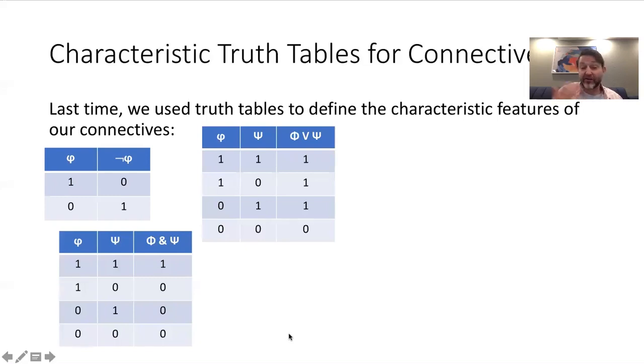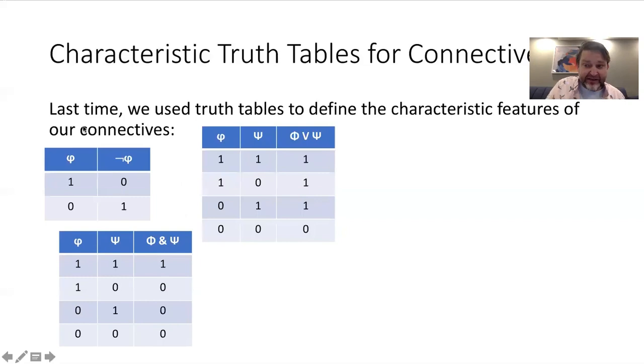We can construct a simple truth table to record the truth values of disjunction, right? So we know that if phi and psi are both true, then phi or psi will be true. This is because we use an inclusive or. That means a disjunctive sentence is true so long as at least one of the disjuncts is true, and also if both of them are true.